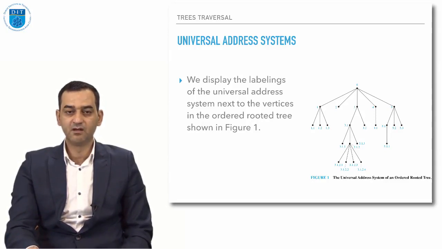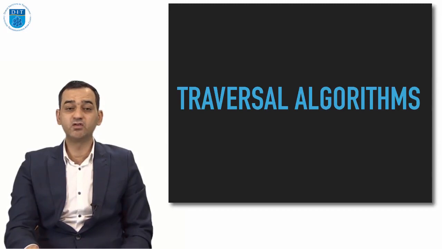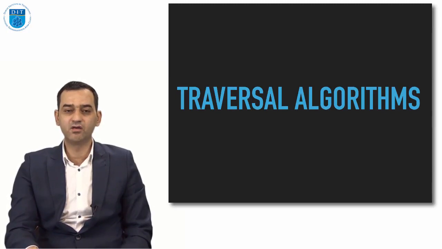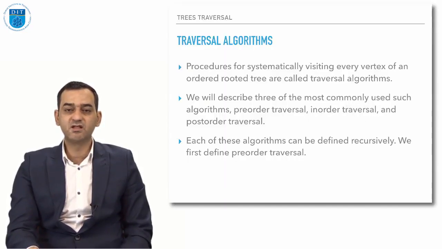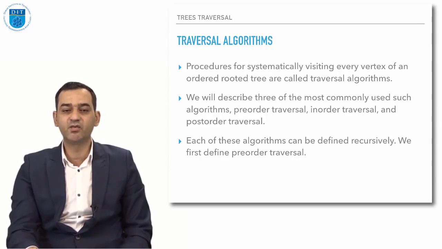Now let us discuss one important topic of computing, which is traversal algorithms, and those are used heavily in networking, transmission and communication systems. Procedures for systematically visiting every vertex of an ordered rooted tree are called traversal algorithms. We will describe three of the most commonly used such algorithms: preorder traversal, inorder traversal, and postorder traversal. Each of these algorithms can be defined recursively. We will first define a preorder traversal.